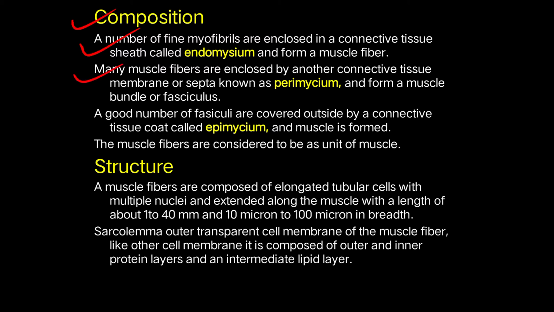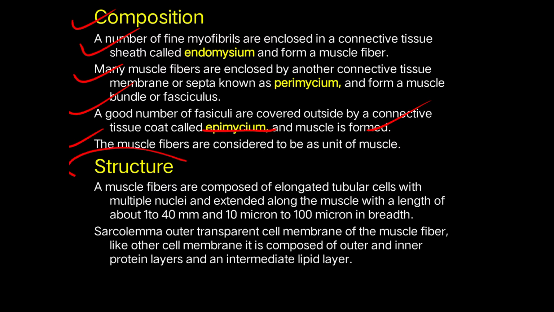Then many muscle fibers are enclosed in another connective tissue membrane or septa, known as perimysium, and form the muscle bundle or fasciculus. Then a good number of fasciculi are covered outside by a connective tissue coat called epimysium, and the muscle is formed. Muscle fibers are considered to be the unit of the muscle.